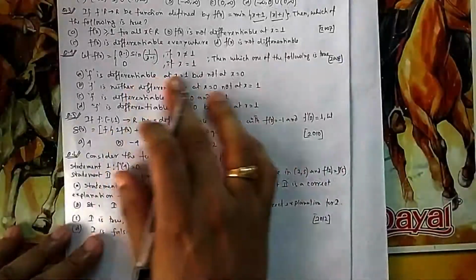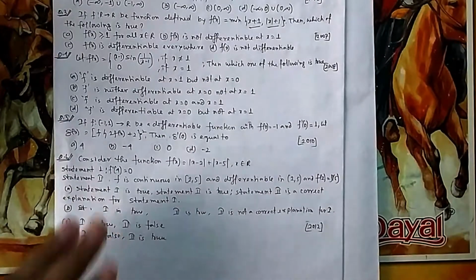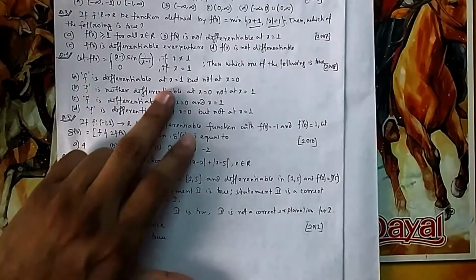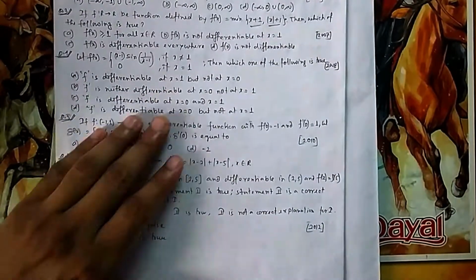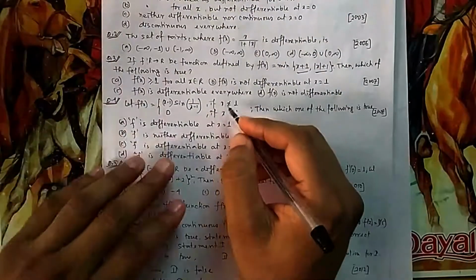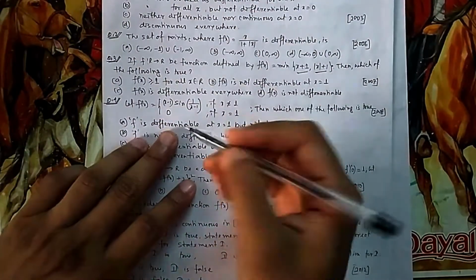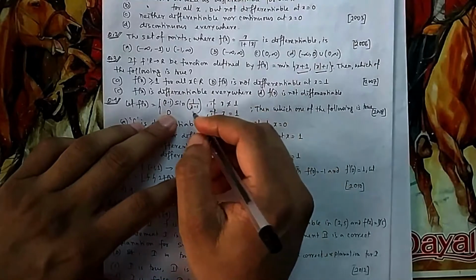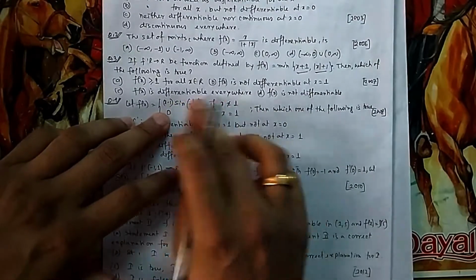If f(x) is equal to this, which of the following is true? f(x) is differentiable, again we have to check. They are saying differentiable in all these options. So let's check at 0 and 1. You can see the breakpoint is at 1. So continuity, if you check, otherwise it will always be continuous.